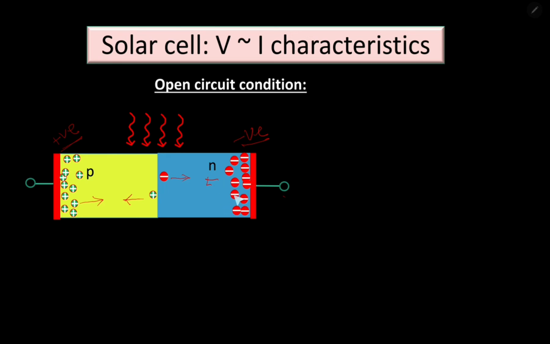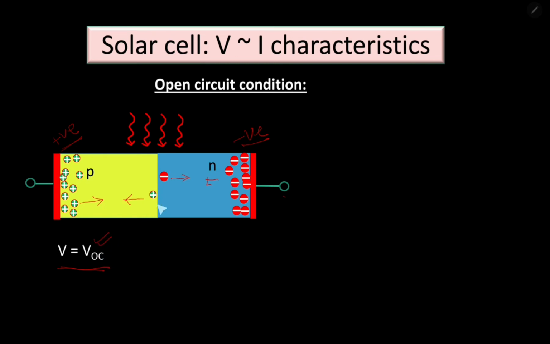And if saturation is reached, then the difference between these two terminals will be maximum, right? That maximum potential difference is known as open circuit voltage, and it is denoted as V equals VOC. This is the maximum potential difference between the two terminals of the solar cell when it is in the open circuit condition. Now coming to the current, what will be the current under this condition?